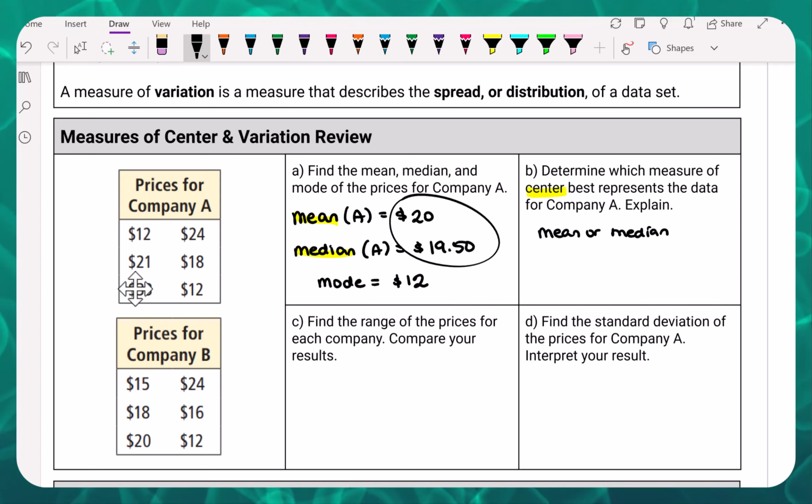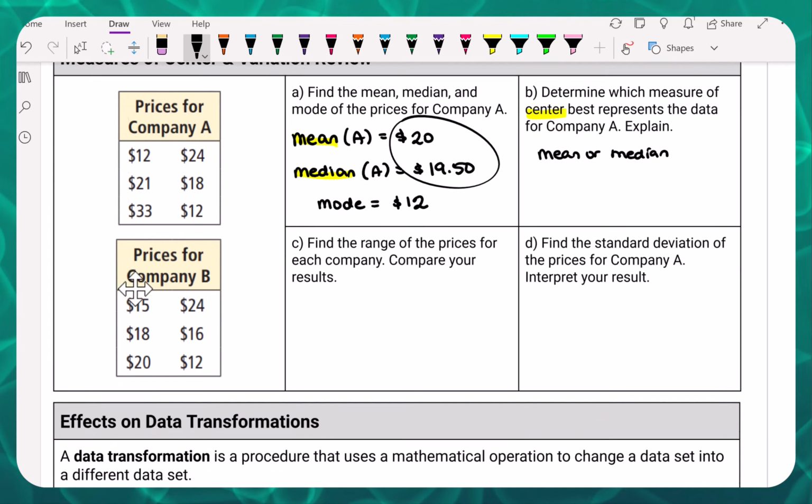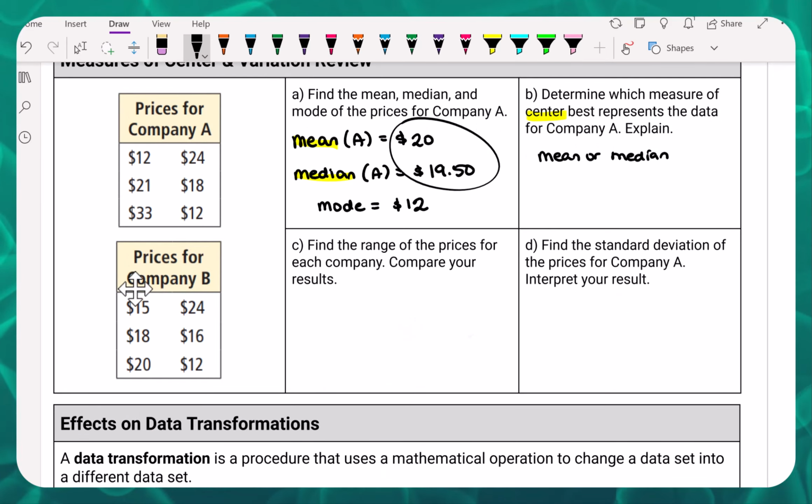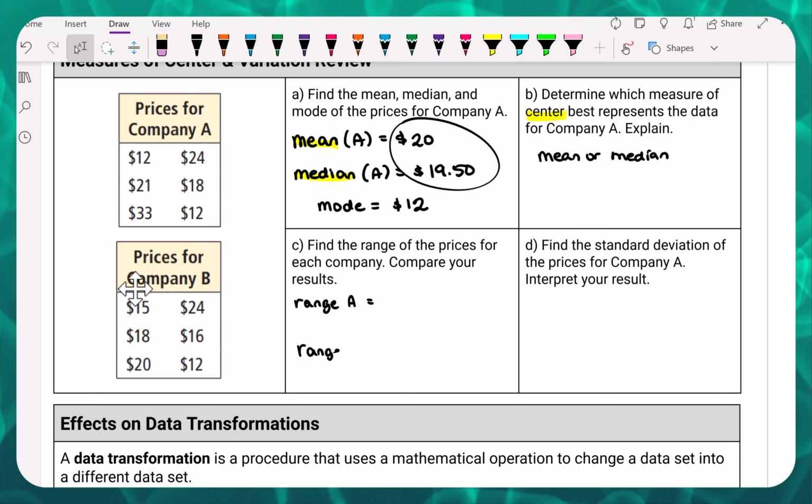Part C says find the range of the process for each company. So we have to do company A. I'm going to say range of A, and I'm going to do range of B. Now there is not a range function on Desmos. You can ask Desmos to find the minimum and the maximum, but we don't need to do that. There's only 6 numbers, so we can very easily tell.